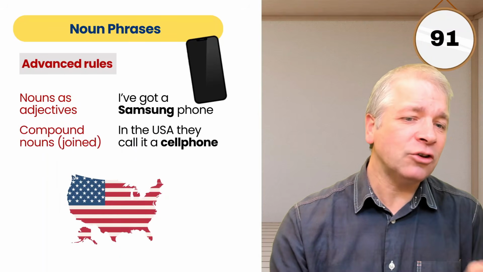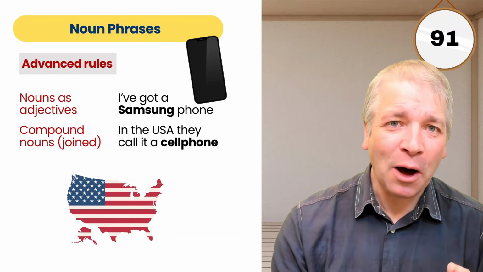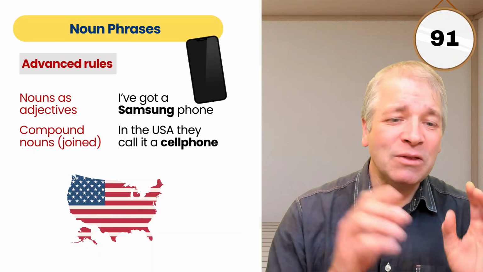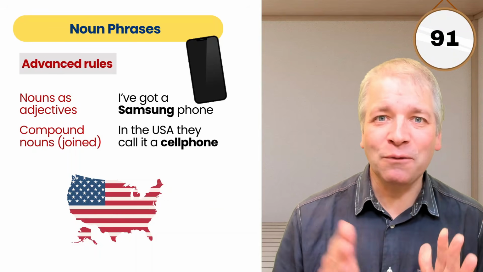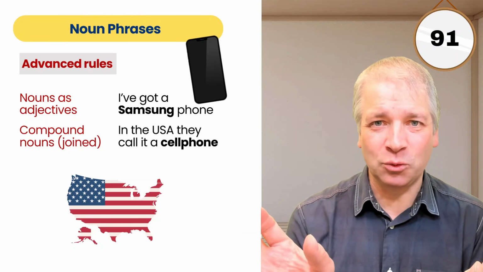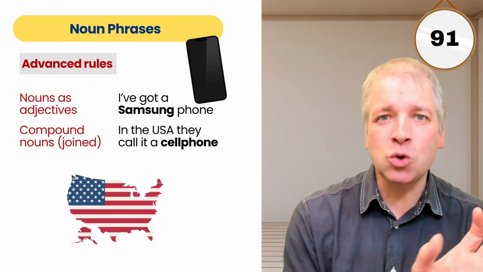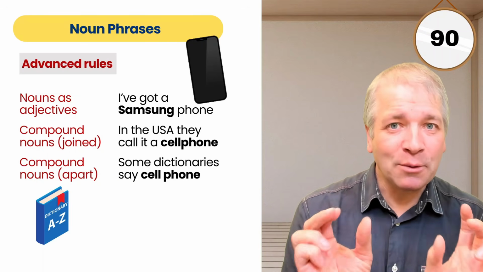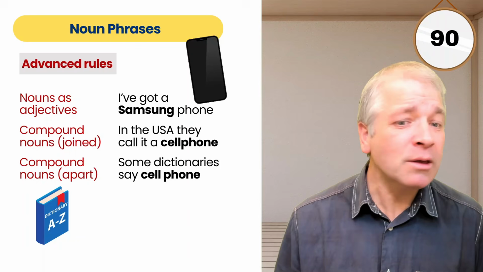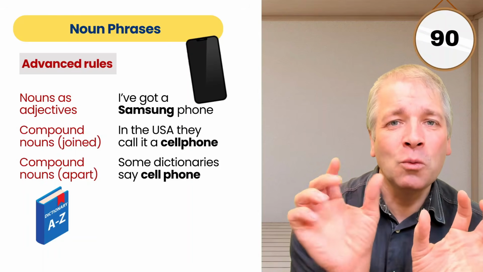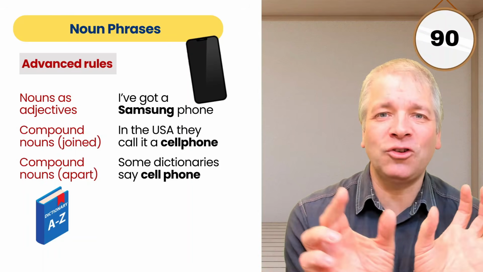And we can join nouns together so that we make one new noun. For example, in the USA, they call it a cell phone. Now, cell is an individual word and phone is an individual word, and you join them together to make a new word. You can also have a compound noun where the nouns are not joined but apart. Some dictionaries say cell phone with the two words separated and not together.